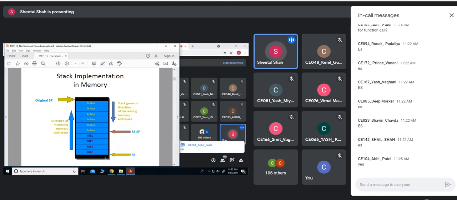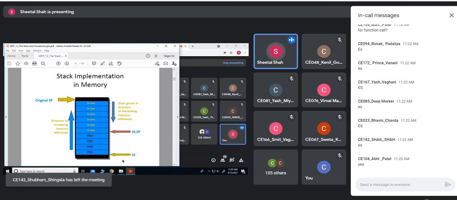So the stack segment, say suppose I am keeping aside 100 bytes of memory as a stack segment. Are you getting me? So the base address of that memory is provided to the SS register. Fine. Say suppose the 0th memory location is pointed by the SS register, and the 100th memory location is pointed by the SP register, the stack pointer register.